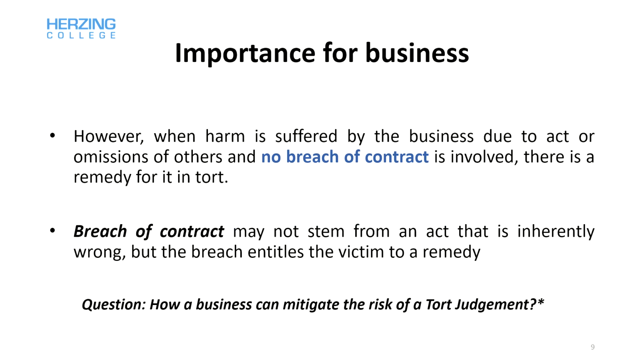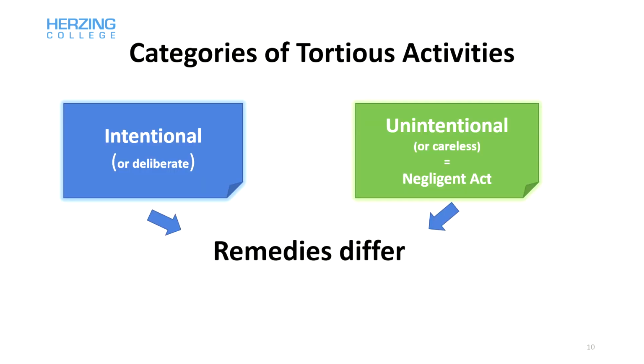When harm is suffered by the business due to acts or omissions of others and no breach of contract is involved, there is a remedy for it in tort. A breach of contract may not stem from an act that is inherently wrong, but the breach entitles the victim to a remedy. So the question is how a business can mitigate the risk of a tort judgment.